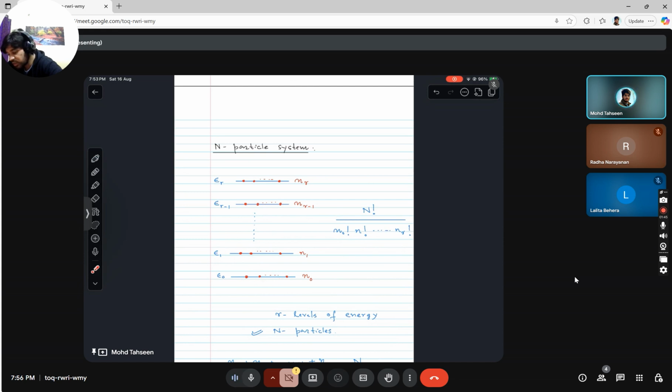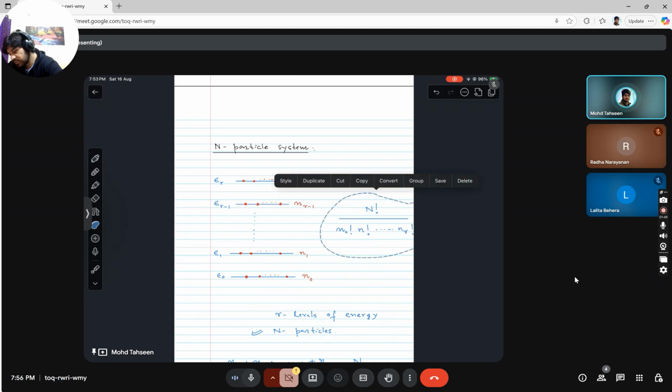Similarly, these can be permuted among each other, and similarly for all other states. So this is my formula now. This gives me the total number of distinguishable ways in which I can distinguish one microstate from the other microstate. These would be the number of ways.